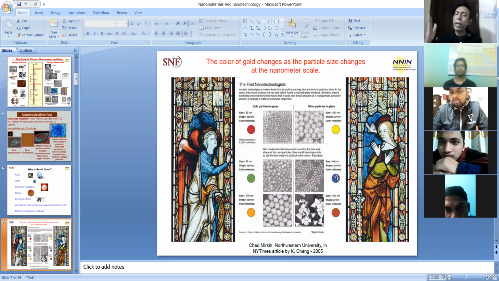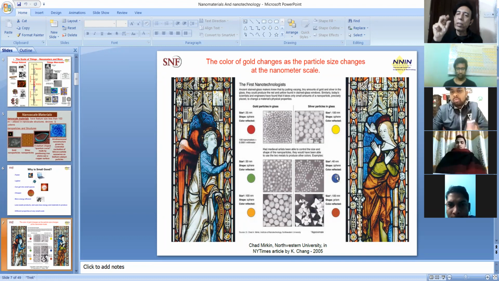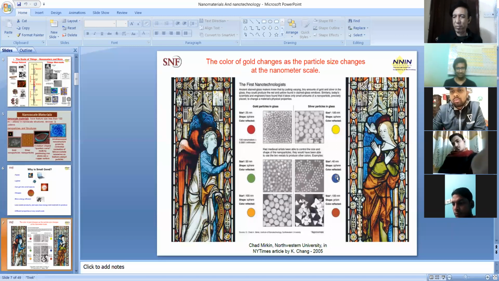So size of the silver decreasing doesn't mean that you are decreasing the atomic size of the silver. You cannot decrease the atomic size of the silver. It is that the size of the silver is decreasing compared to bulk material. Size compared to bulk material.